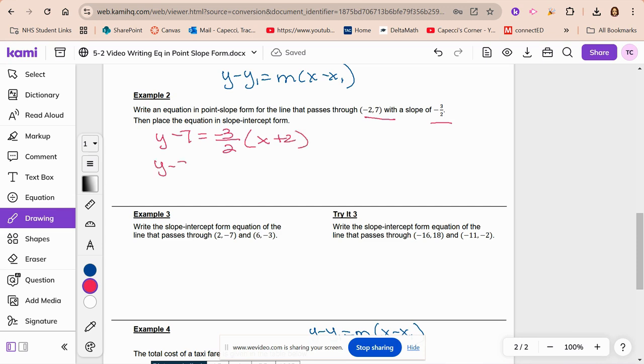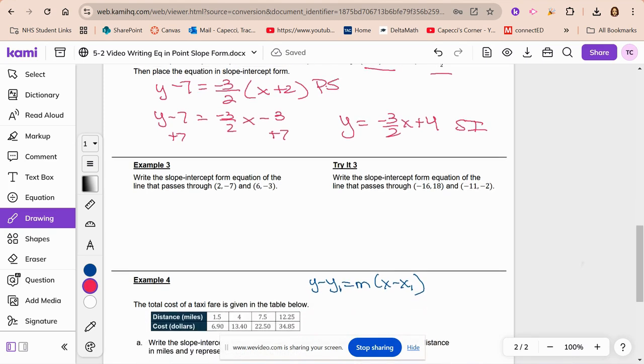Okay, so I'm going to distribute on the right. I have -3 over 2 x minus, this gives me -6 over 2, which gives me 3. I'm going to add 7 to both sides, and I have y is equal to -3 over 2 x plus 4. So that is our equation in slope-intercept form. So this right here is our point-slope form, and that right here is our slope-intercept form. All right, let's see what we have next.